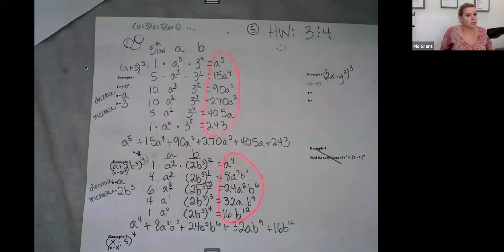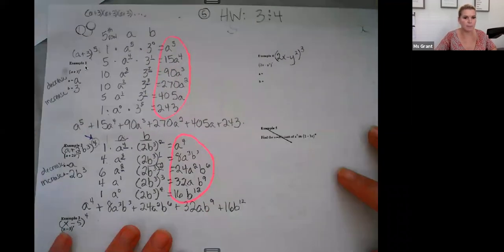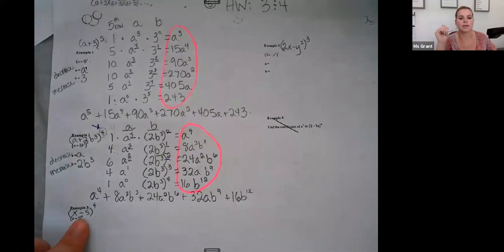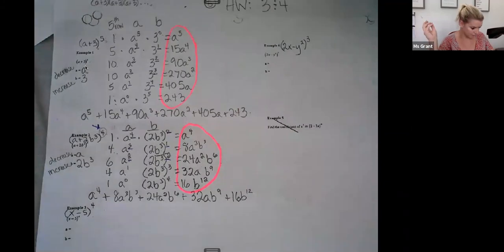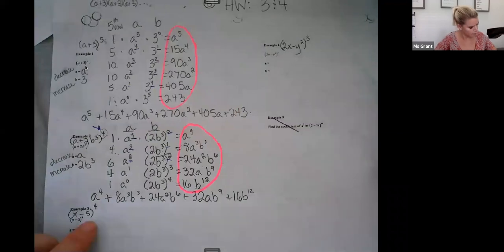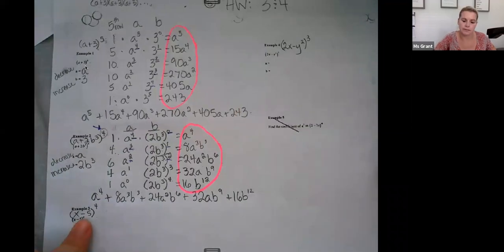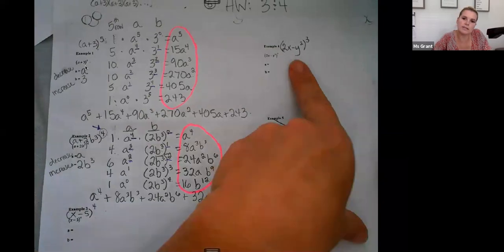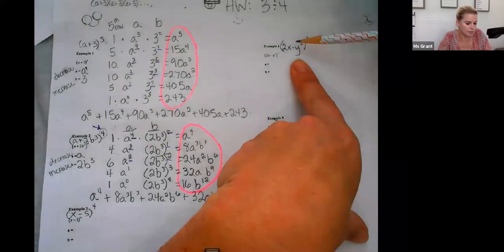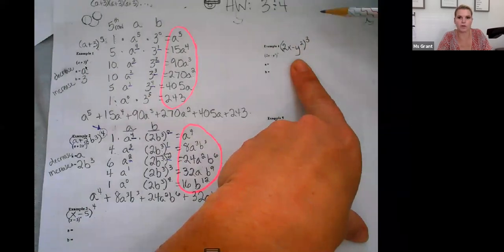So your job is just 3 and 4. Please make sure that you wrote them down properly. Example 3, you're not going to have enough room. You're going to have to do this on a separate sheet of paper or maybe to the side because we're not doing 5 anymore. X minus 5, all to the 4th power. That's example 3. You're going to do that one for homework. You're also going to do example 4 for homework. Example 4 says 2x minus y squared, all raised to the 3rd power.